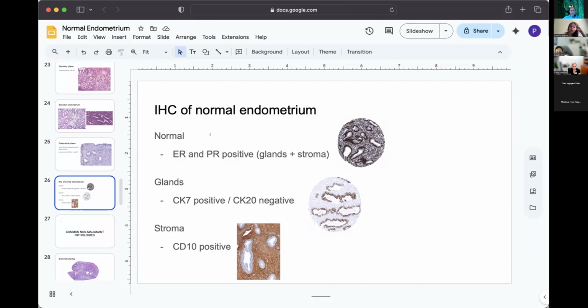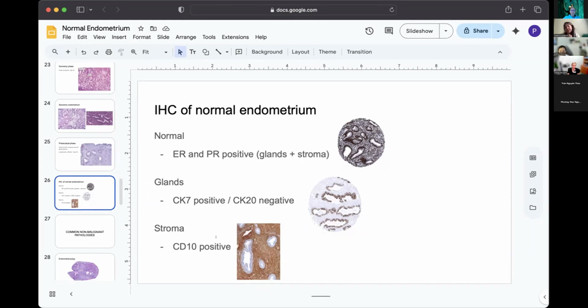So normal endometrium is going to be ER/PR positive, estrogen and progesterone. And it's in both the glands and the stroma. So it's a nice baseline. The glands are going to be CK7 positive and CK20 negative. Sometimes we consider GI tumors can mimic, or endometrial and GI tumors can sometimes look like each other. So if we're trying to distinguish between those, that can be helpful.